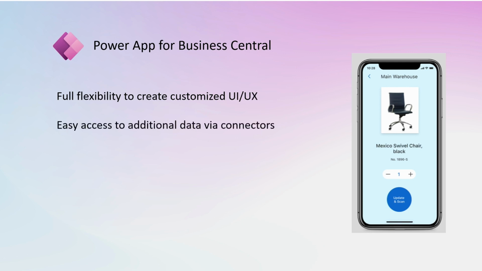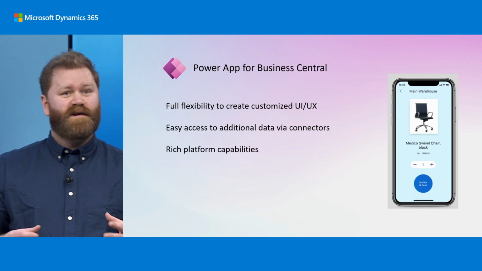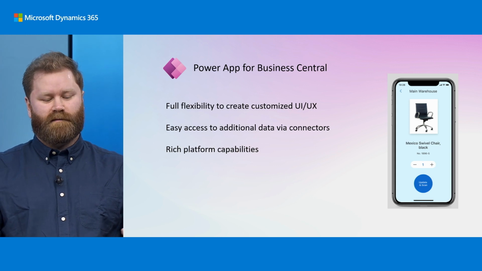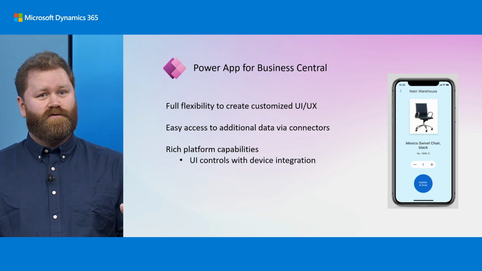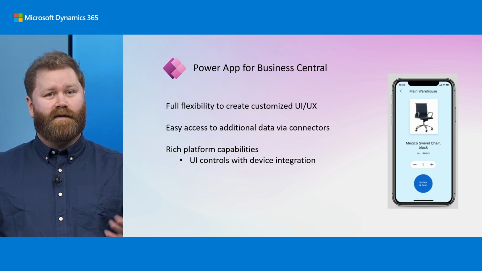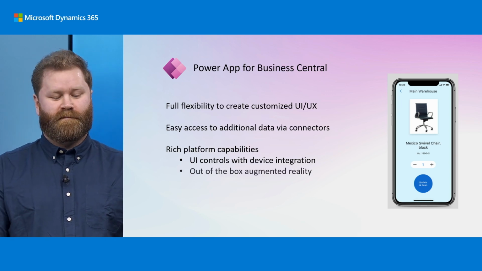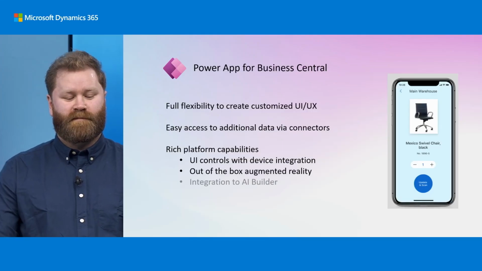It's very easy to get access to additional data via the connectors that we already mentioned. And it's a platform with a lot of rich capabilities that are constantly evolving. This can be image controls and other UI controls that let you access device capabilities like the barcode scanner, camera, location, all those functionalities and more. It also supports augmented reality out of the box. So this means that if this is a space your customer is working in, you should definitely go and check out the capabilities Power Apps provide.